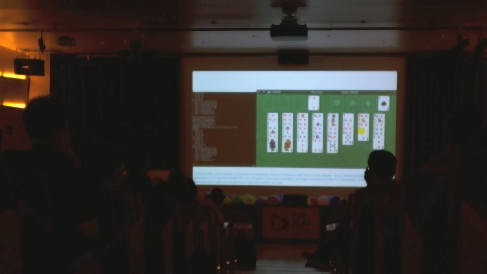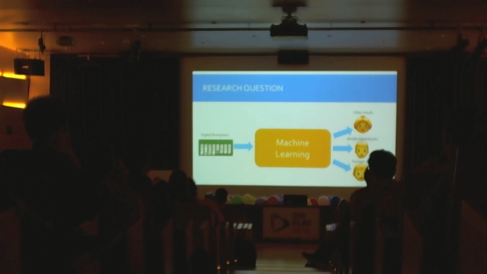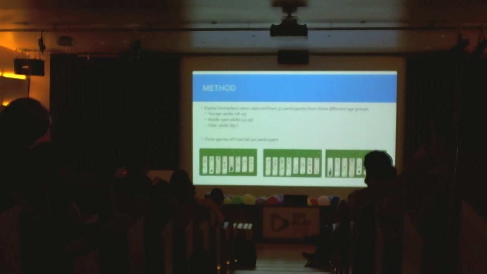So we created this toolkit. What did we do with it? We captured information from the game of FreeCell, we put it into a machine learning algorithm, and we see whether we were able to distinguish between younger adults, middle-aged adults, and older adults. So we captured these potential digital biomarkers from 52 participants from the age groups 18 to 25, 45 to 55, and 65 plus. And we let every participant play 3 different games.